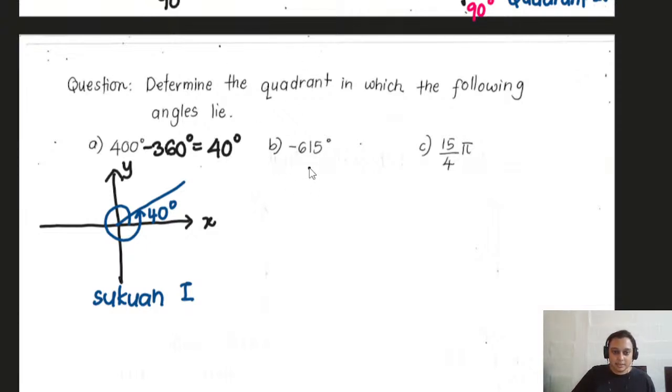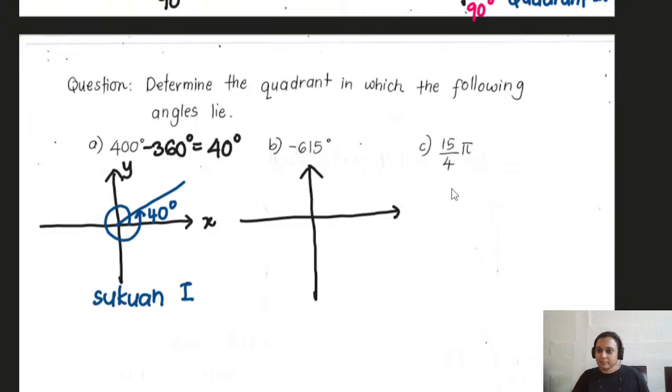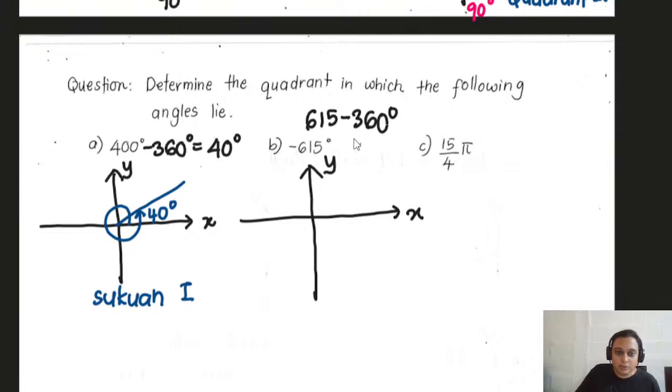Okay, next one, B. Negative 600. Sorry, 3 is quadrant 4. So, negative 615. This one, the negative is for direction sahaja. So, you don't have to include in your calculation. Jadi kita tolak dulu. 615 tolak 360, 255. So, you need extra 255.